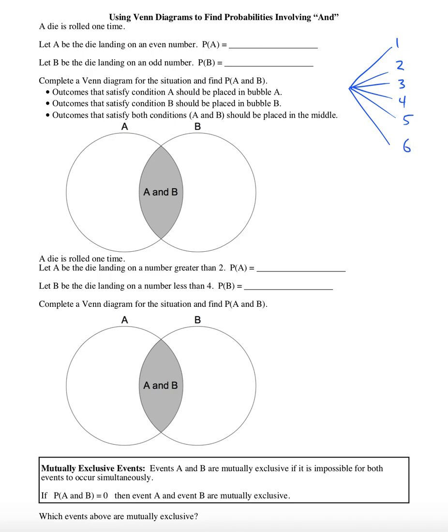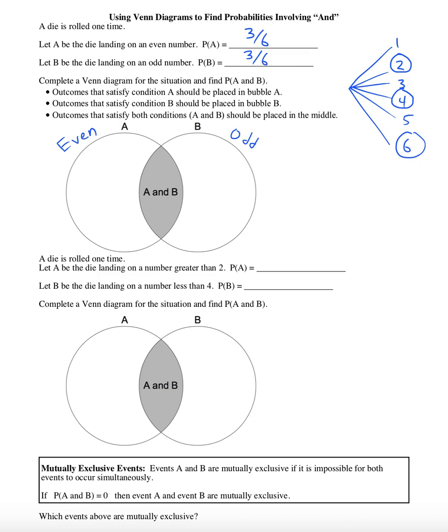And we're going to let event A be rolling an even number. 3 successes for that. So our probability is 3 over 6. And event B can be rolling an odd number. We see that there are also 3 successes for that.